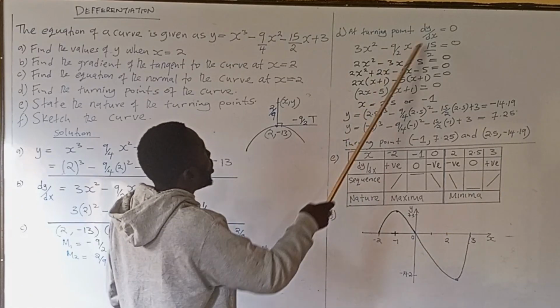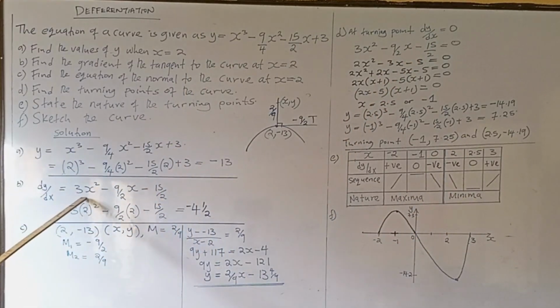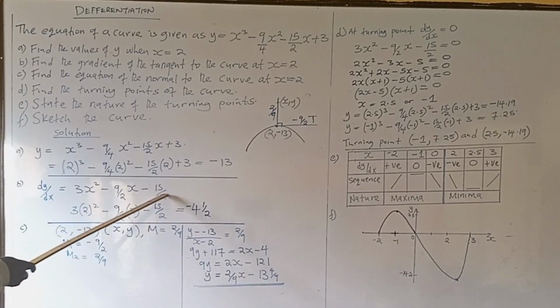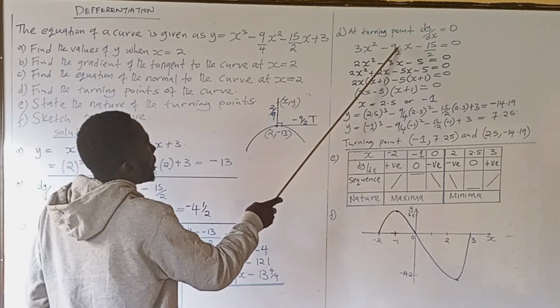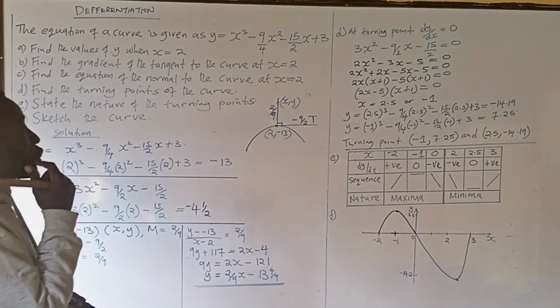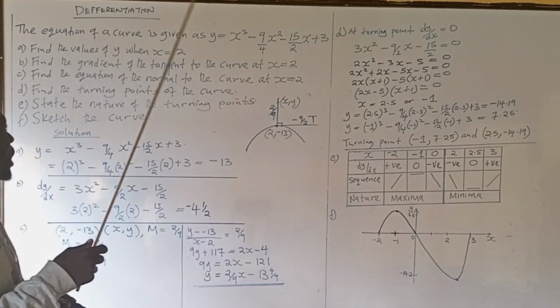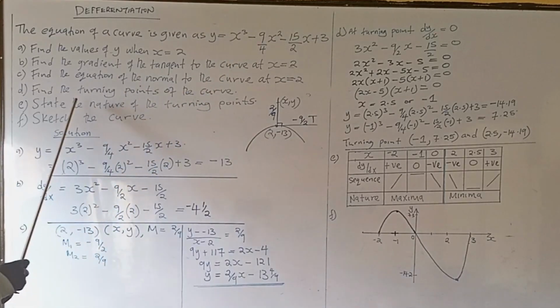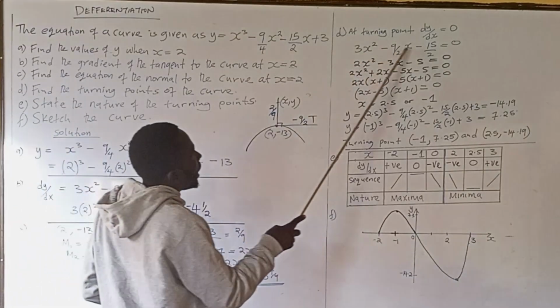So you go to our gradient. What is our gradient? Our gradient is already here; we had already gotten the gradient. So you copy it here: 3x squared minus 9 over 2 x minus 15 all over x. So you just get the value of the turning point. When you calculate, you get the value of x.